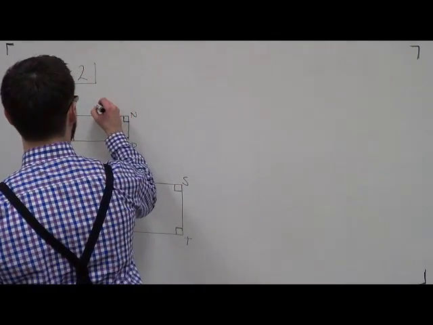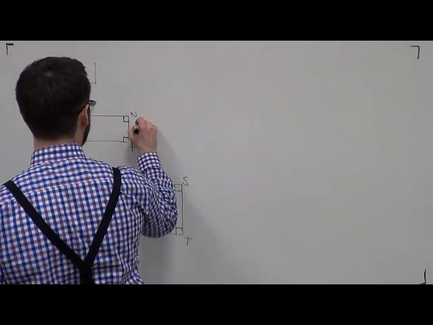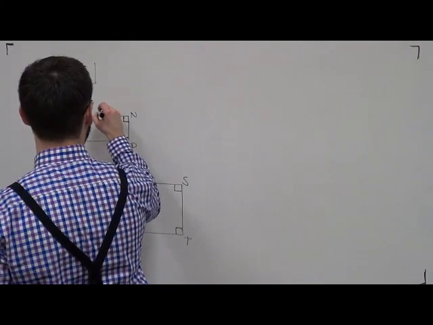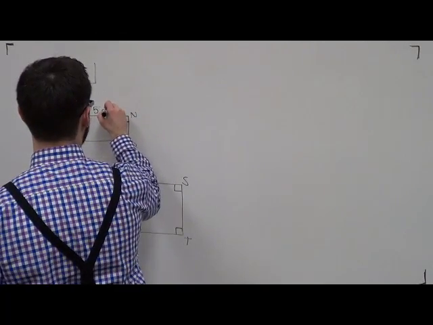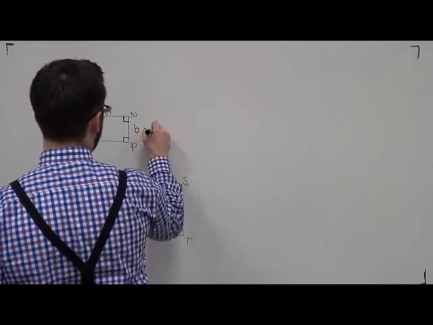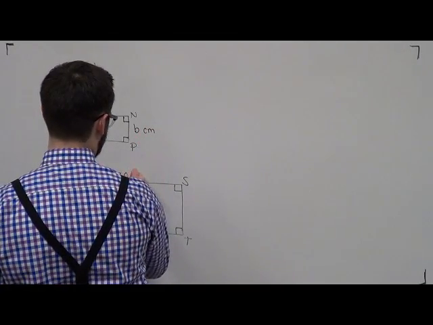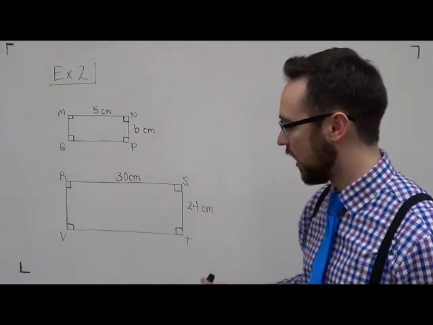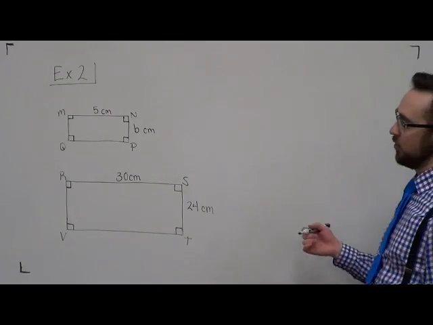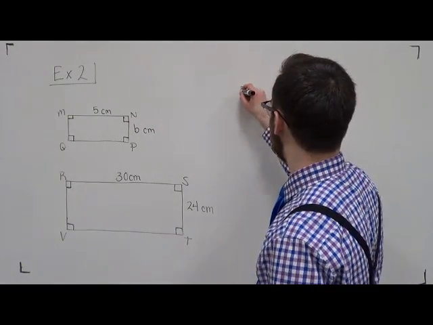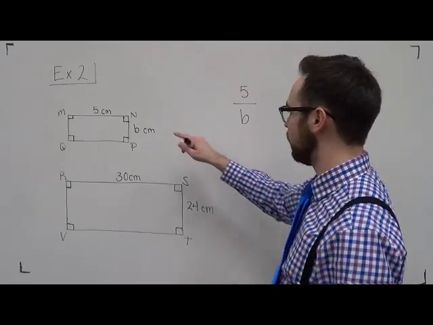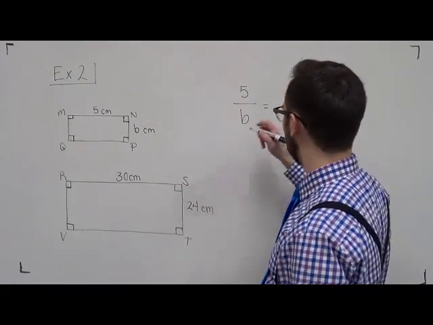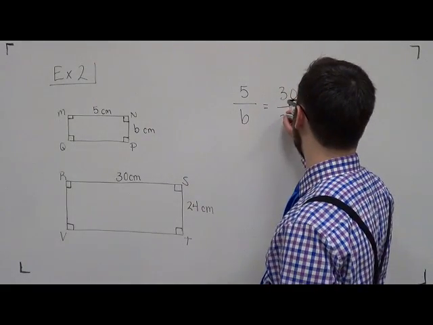So, if I tell you that this one, we have 5 centimeters and then B centimeters, and we have 30 centimeters and 24 centimeters. So again, they give us 3 of the 4. So we're going to keep things consistent. So we're going to put the 5 over B. Okay, so you still keep them within the same shape. Now the 5 is the long side, so it goes with the other long side of 30 over 24.